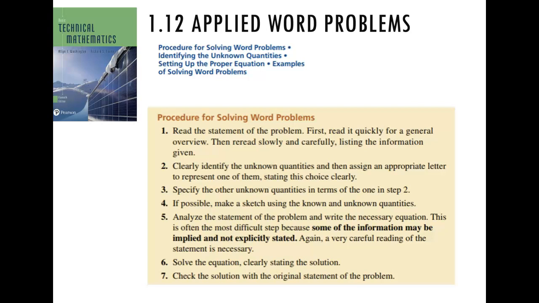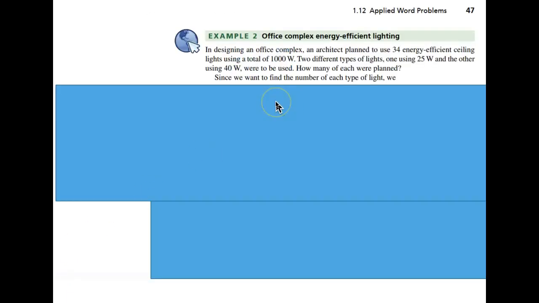And then we're going to solve that equation, stating what the solution is, and then check it to make sure it makes sense for the original statement of the problem. So let's look at this problem. It comes from your textbook. It is example 2 on page 47, and you're designing an office complex.